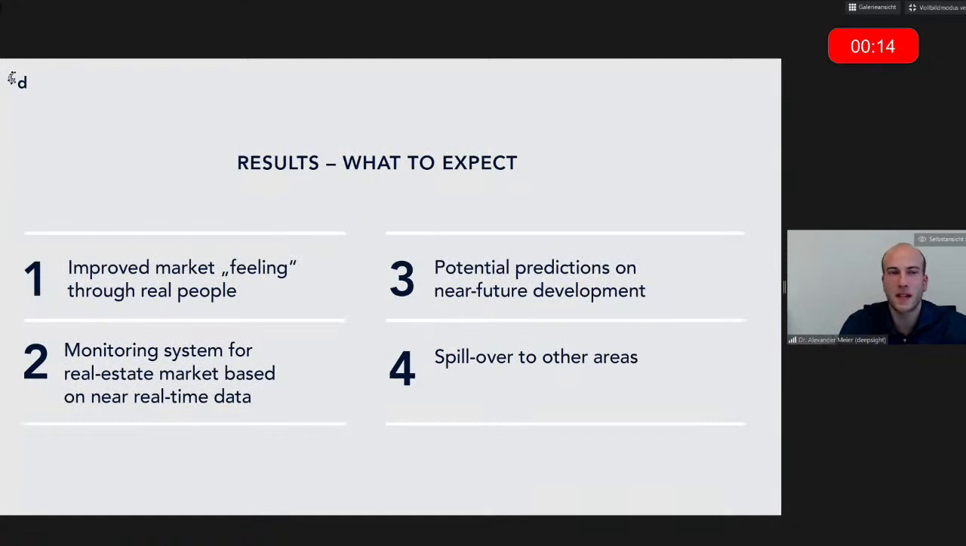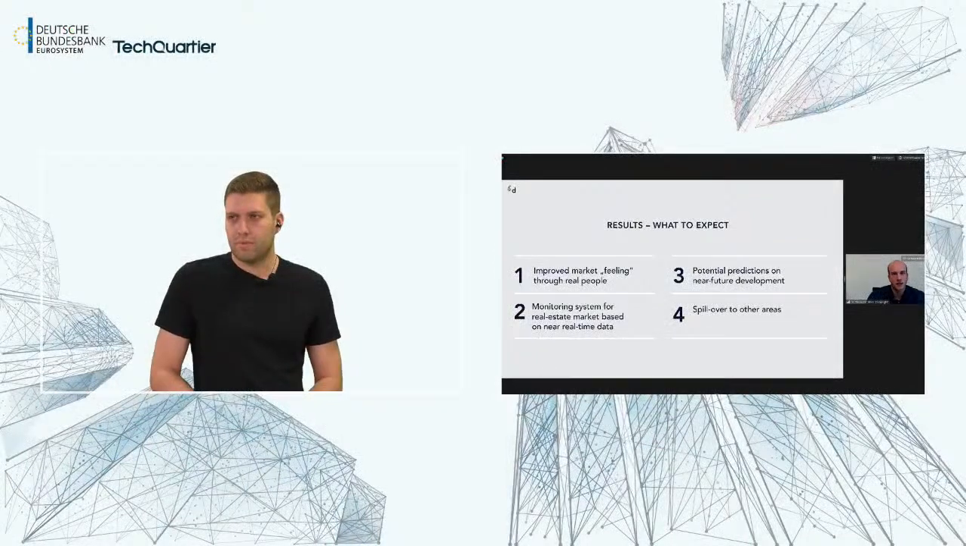Okay, so what to expect as a result? We will have an improved market feeling through real people. We can monitor the real estate market based on near real-time data, and potentially we will have predictions on the near future development. This obviously can spill over to other areas.